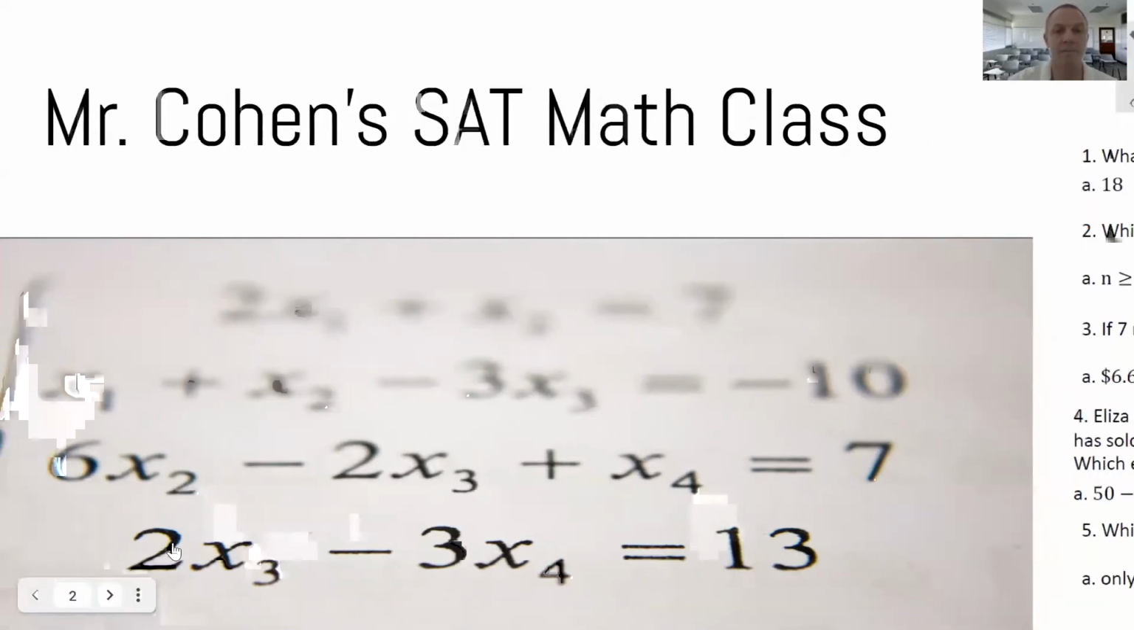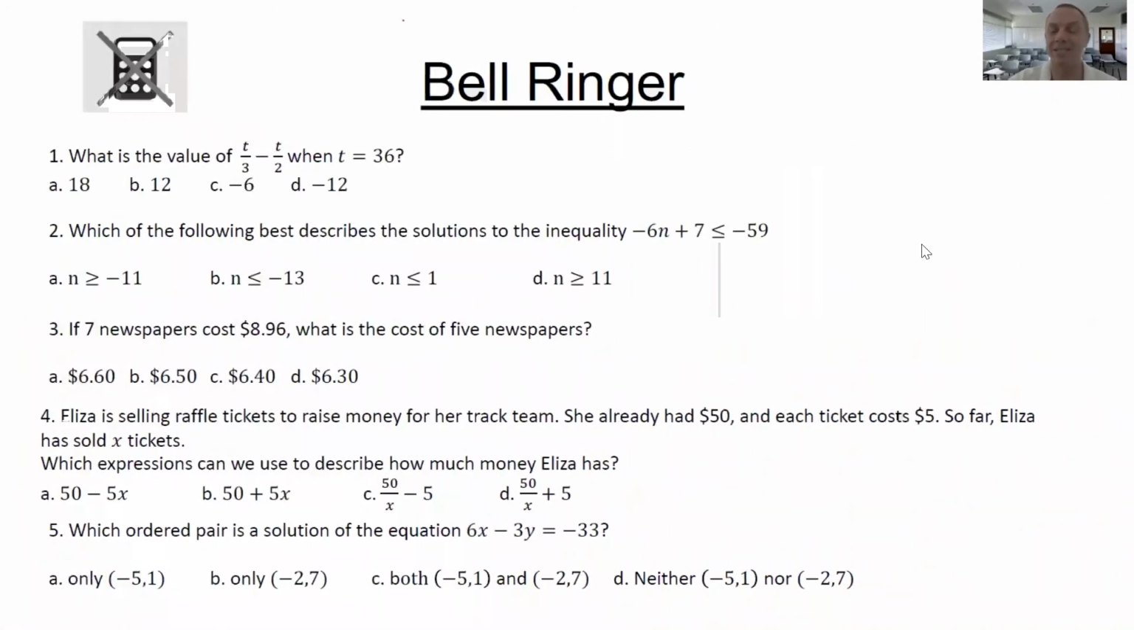As we begin, I usually warm up my lessons with a bell ringer, which is basically a little review of some topics. So, for instance, I might ask you number one, what is the value of t over 3 minus t over 2 when t equals 36? Generally, I would give all 5 of these questions to my students and let you work on them.